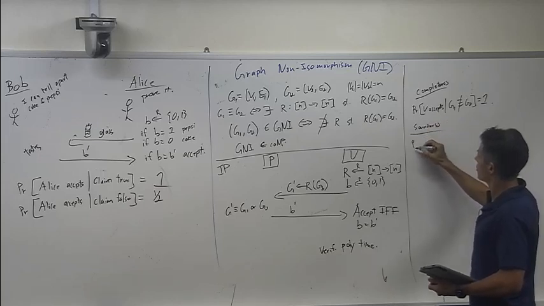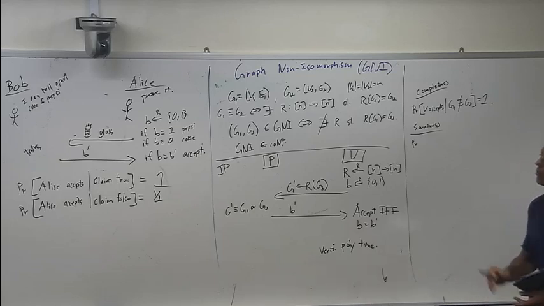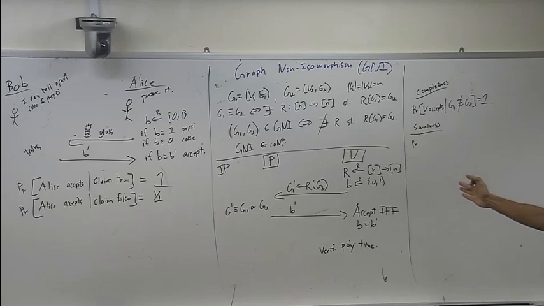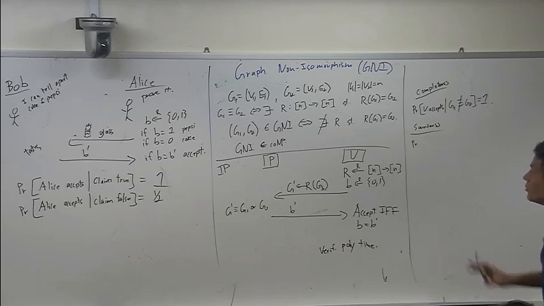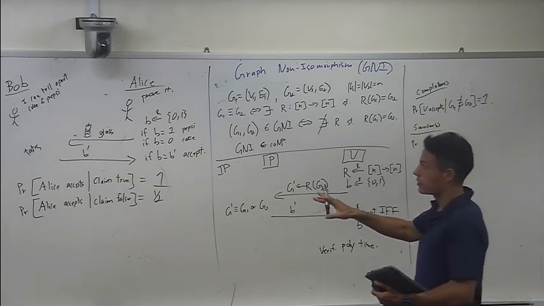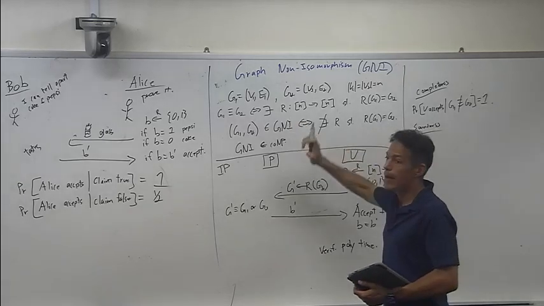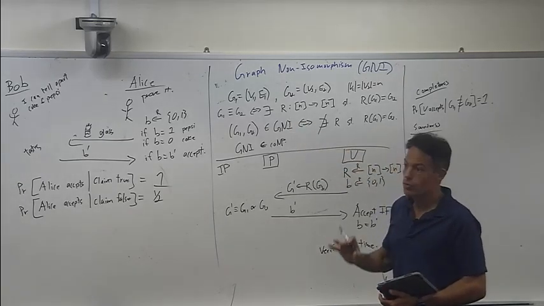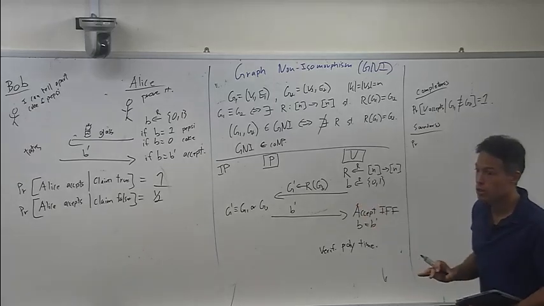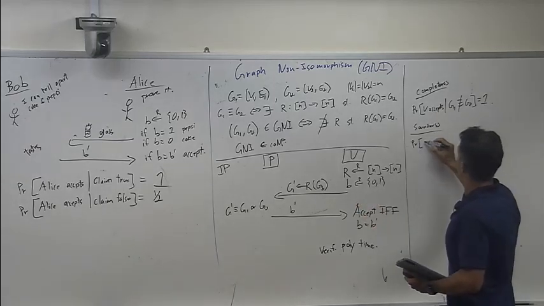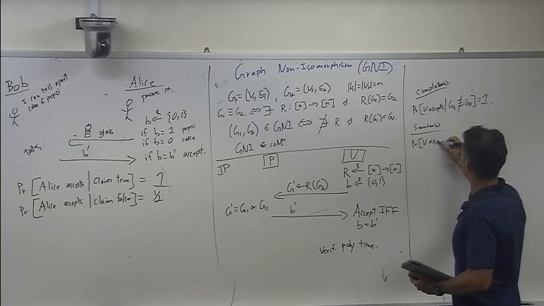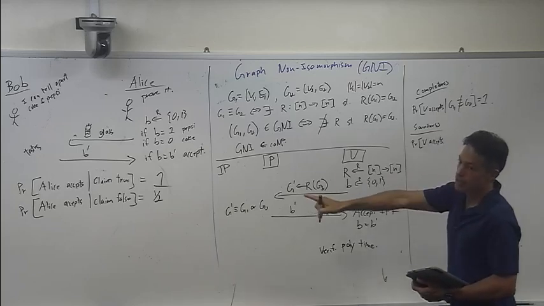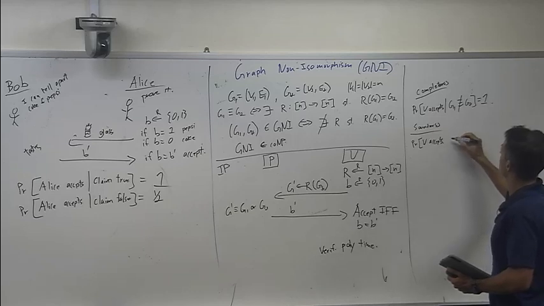Soundness. First off, again, what does soundness mean in this case? If they are isomorphic, then we want the probability that the verifier is fooled to be small. So G1 and G2 are isomorphic. What that means is that there is a remapping between the two. The two have a common structure. So what's the probability that P can fool V in this case?